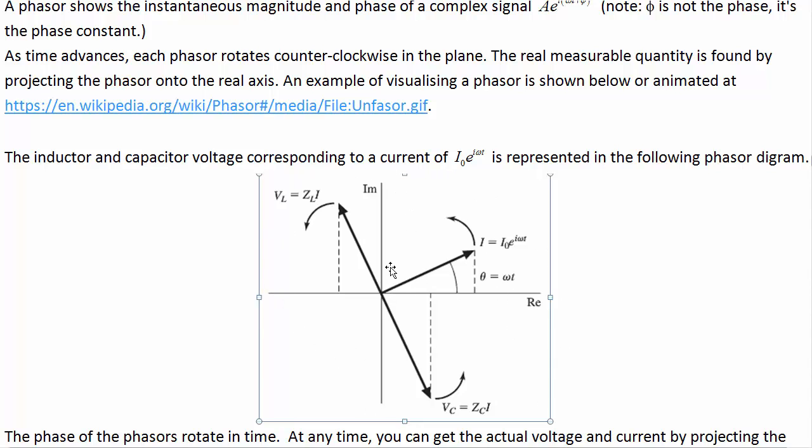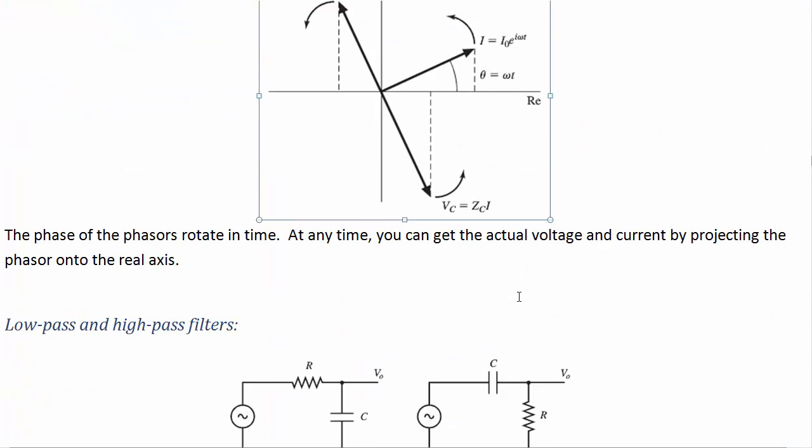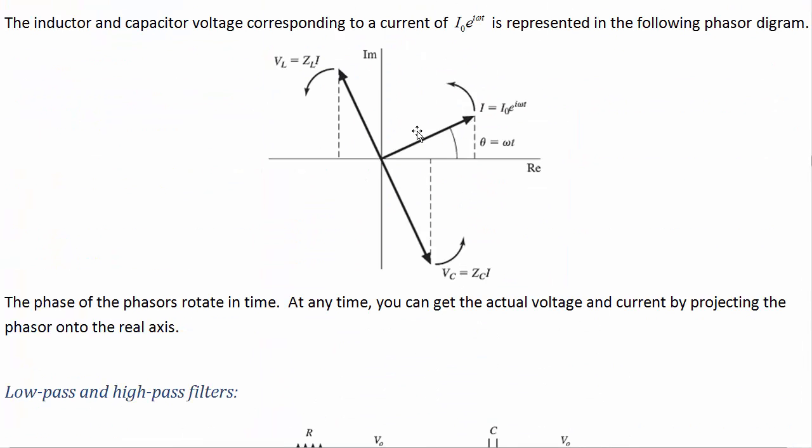Then if it was an inductor, and this is the current through it, you would have V_L is Z_L times I, and that leads by a quarter cycle. If it were a capacitor, it lags the current by a quarter cycle. Now, if you want to find out what the voltage and current are at any instant, you just take the real part of them. So in the phasor diagram, that represents projecting them onto the real axis.